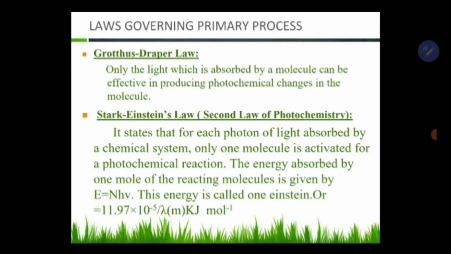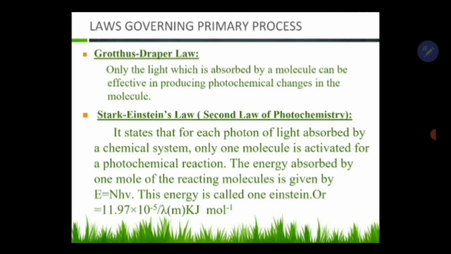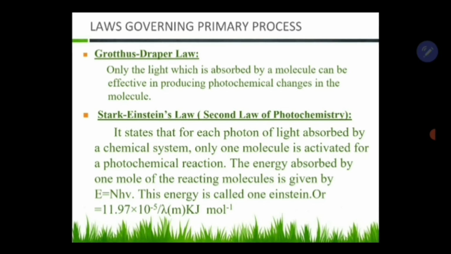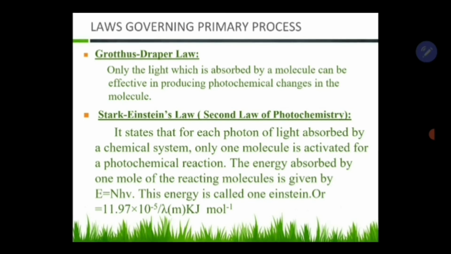So here the Stark-Einstein principle says that for each photon of light absorbed by a chemical system, only one molecule could be activated. And here Einstein's equivalency principle says the opposite: one particle of a chemical substance can absorb only one photon, whereas Stark-Einstein's law states that one photon can activate only one molecule. Please understand.